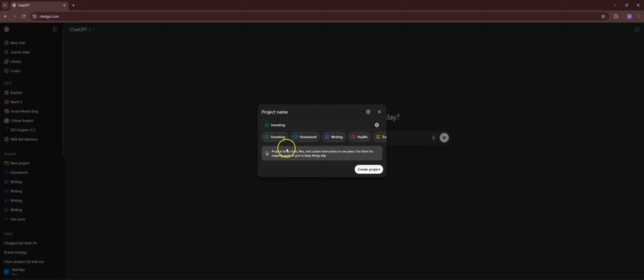Now we have a project name under Investing, and what I'd recommend doing is to go ahead and click this settings icon up here and select it to project only memory. Now by doing this, it'll confine all of the information that you put into ChatGPT into this project strictly to this chat and this project, as opposed to taking information from other chats or spreading this information to other chats.